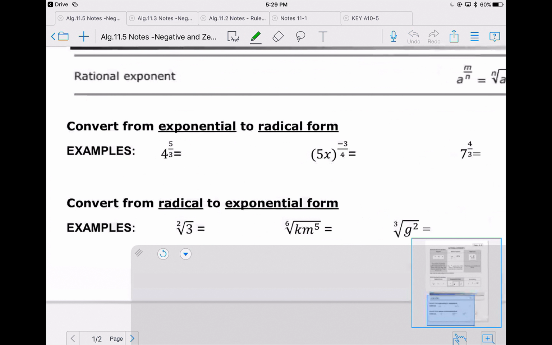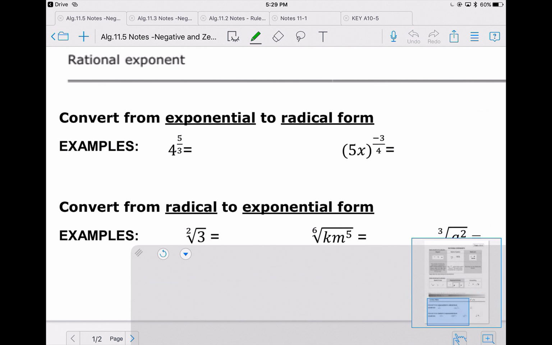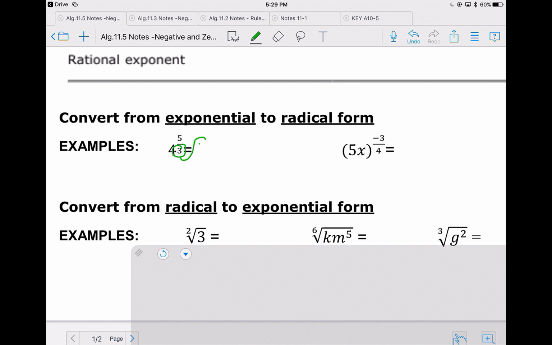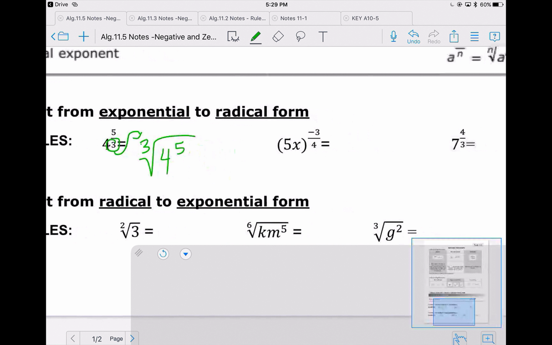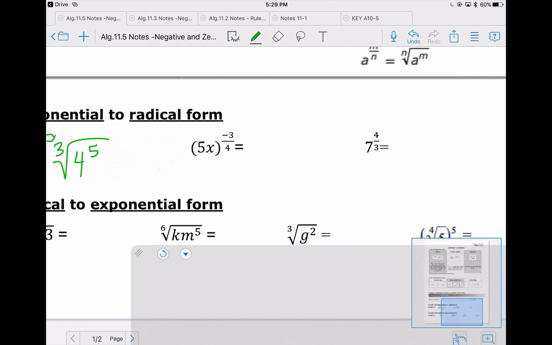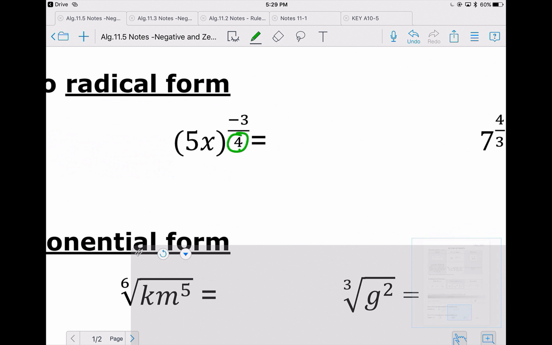For these examples, they're asking us to convert from exponential to radical. So get rid of the exponents if possible and put it in a square root. What you're going to do is take the denominator of your fraction and pull it outside, and whatever's left stays on the inside. So 4 to the 5th: 4 and the top part of our fraction stay in the square root. The bottom of my fraction goes on the outside. Similar thing here, 4 is going to go on the outside of the square root.